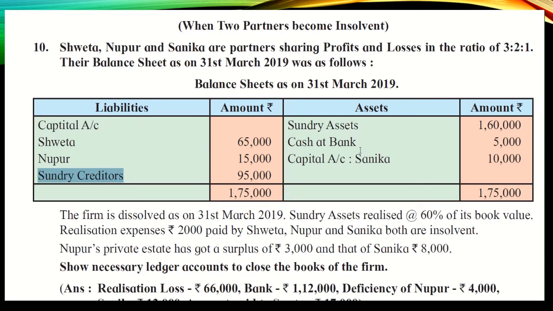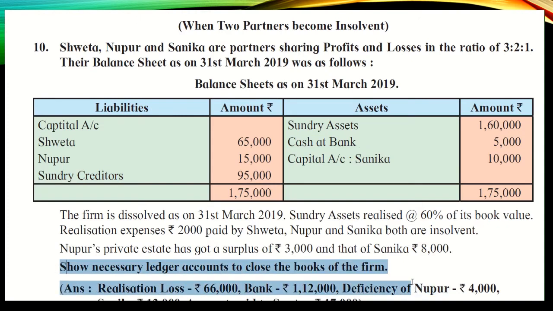Now let's solve the adjustments. Here you can see they have asked you to show the necessary ledger accounts to close the books of the firm. You know what the necessary accounts are: realization account, partners' capital account, and most importantly cash account or bank account. So let's read the first adjustment.